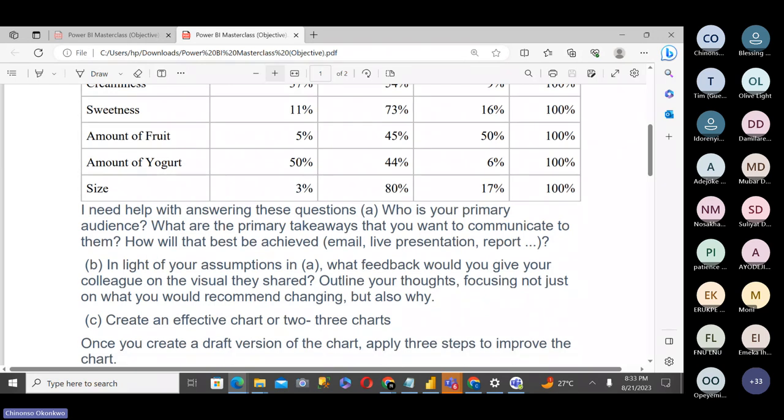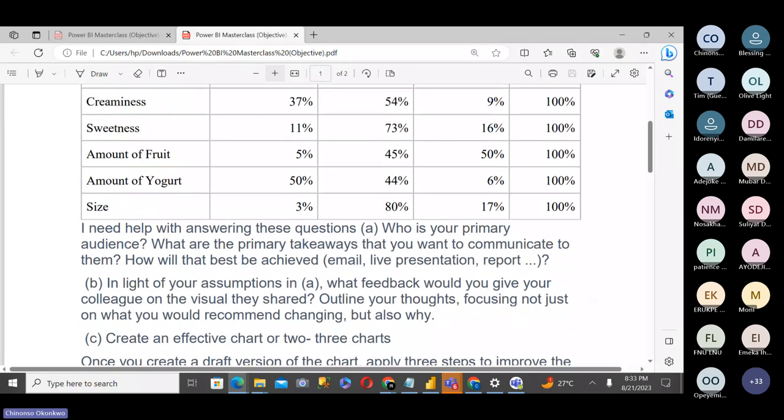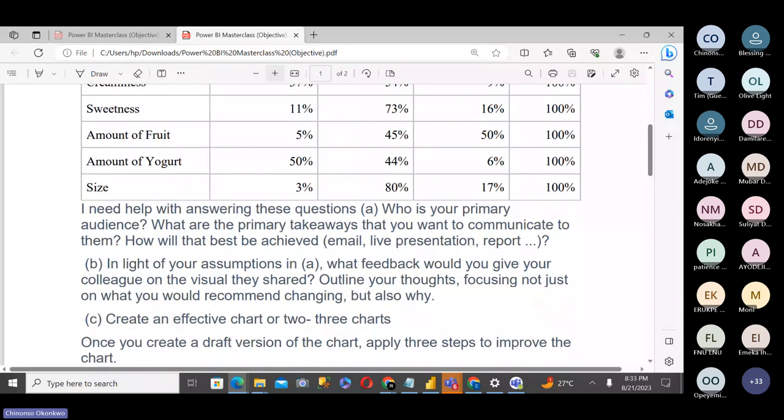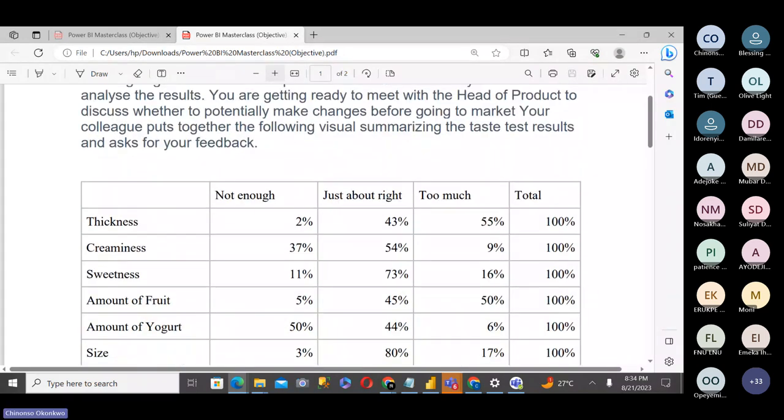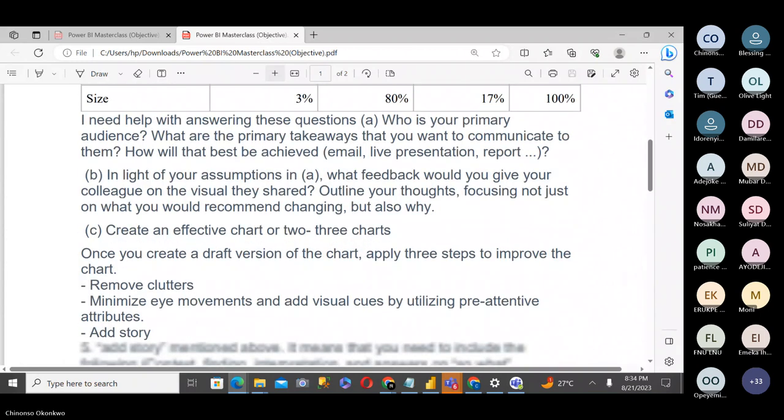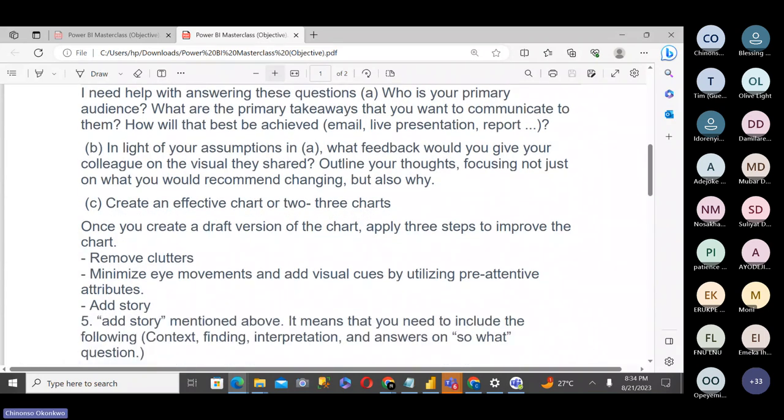Who is your primary audience? What are the primary takeaways that you want to communicate with them? How would that best be achieved? Then, in light of your assumptions, what feedback would you give to your colleague on the visual they shared? So this is the visual they shared with you. I think I'm moving a bit, I might even be making everything disorganized, but let's move along. What feedback would you give your colleague on the visual they shared? Outline your thoughts, focusing not just on what you would recommend changing, but also why.